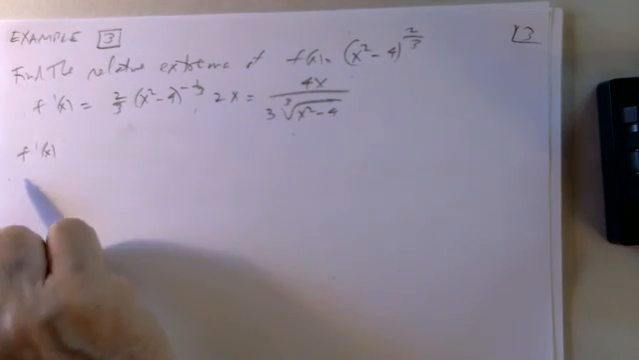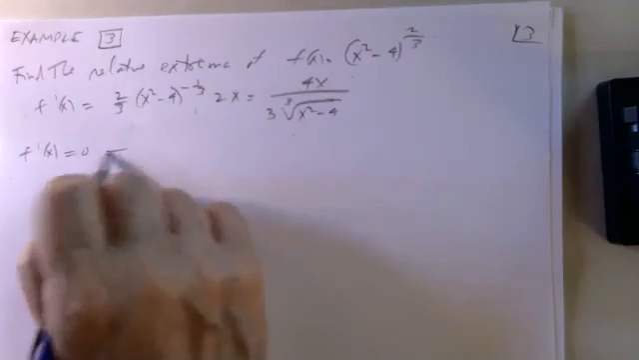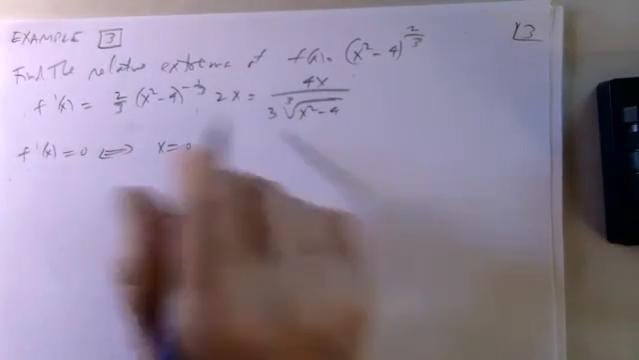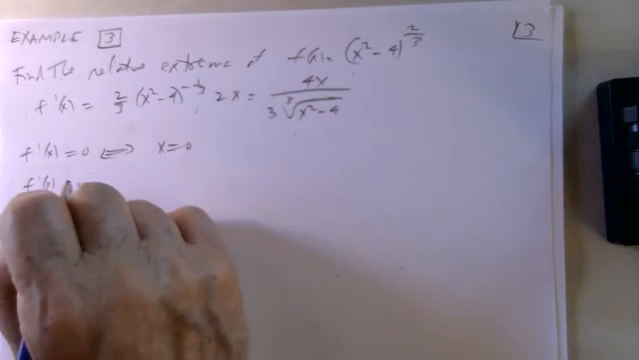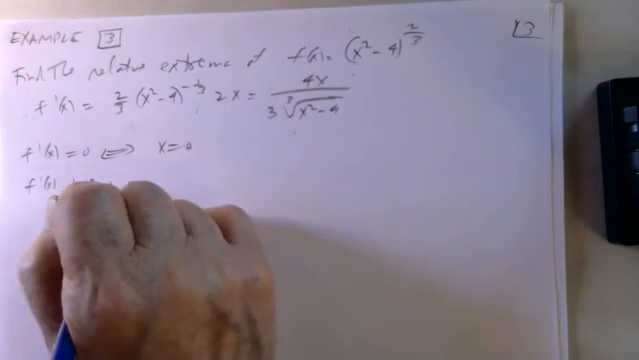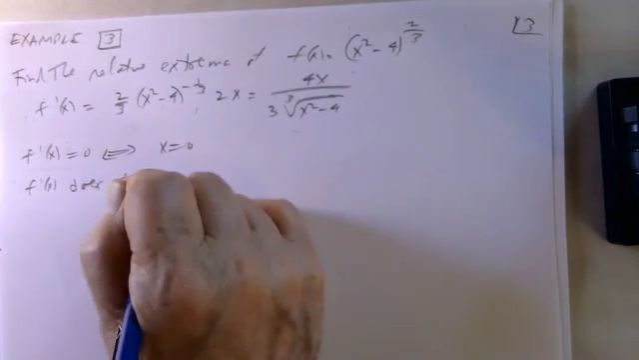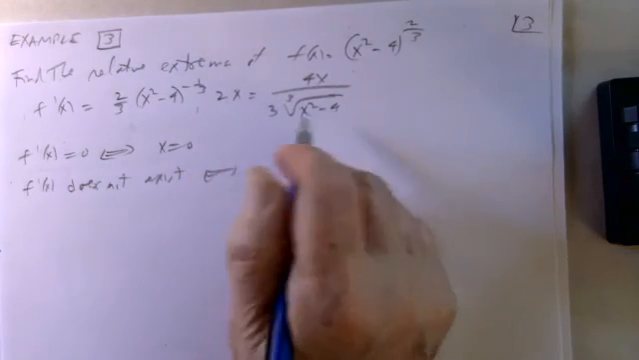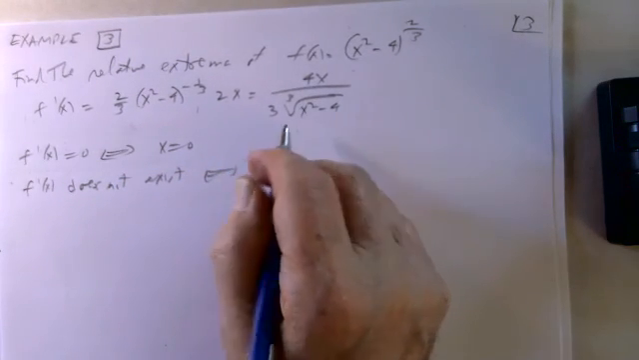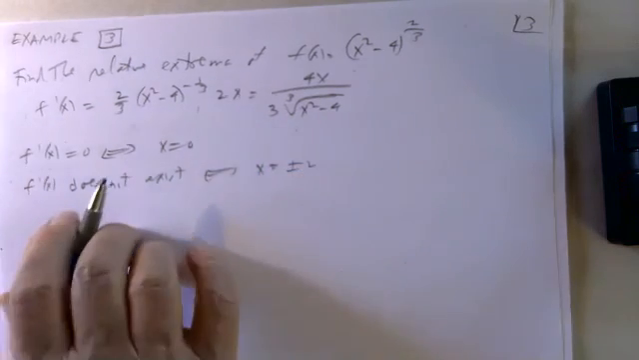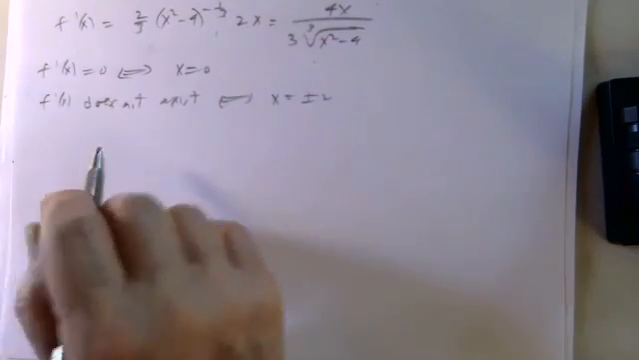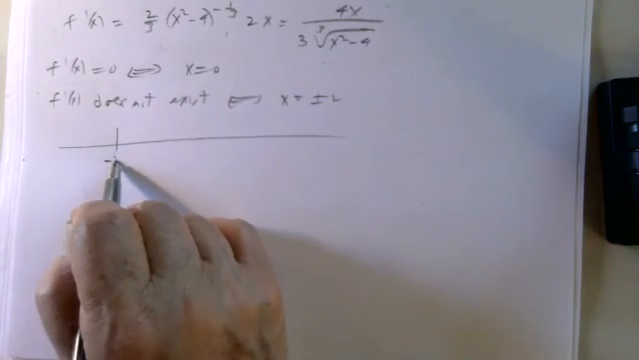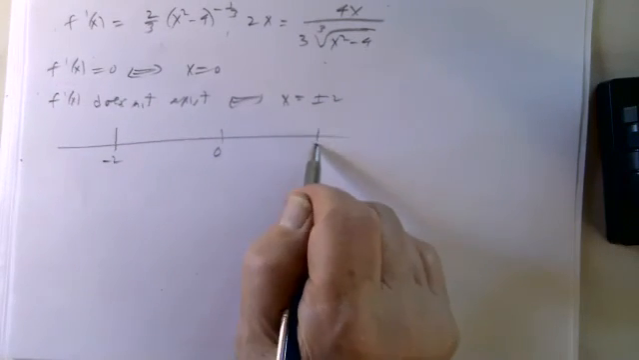So f prime of x equals 0 precisely when x is 0. And f prime of x does not exist when x squared minus 4 is 0, when x is plus or minus 2. So we have critical numbers at minus 2, 0, and plus 2.